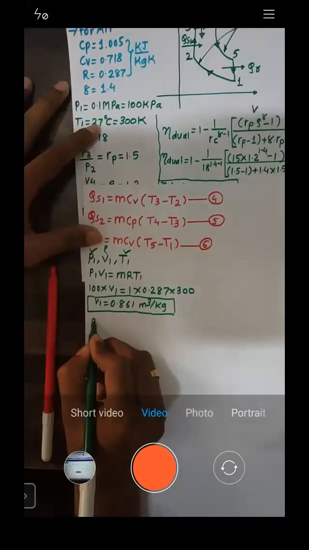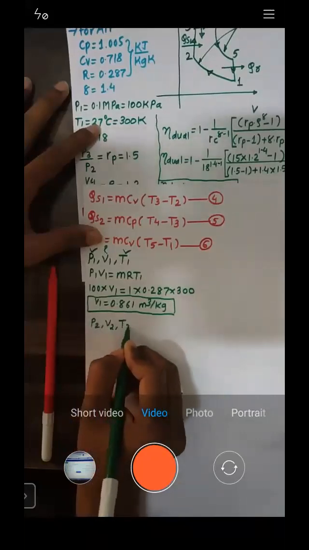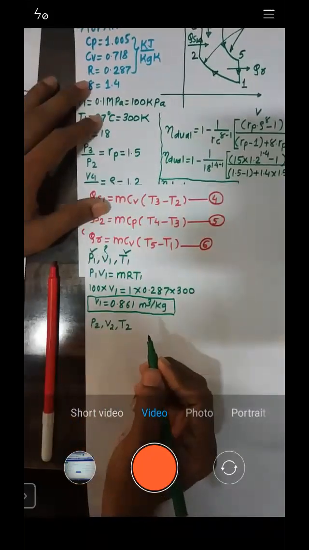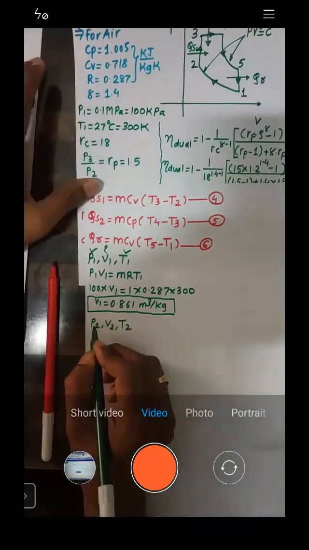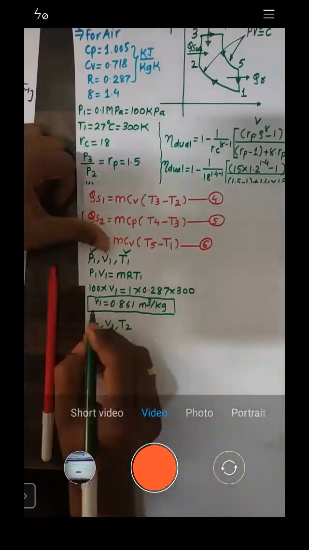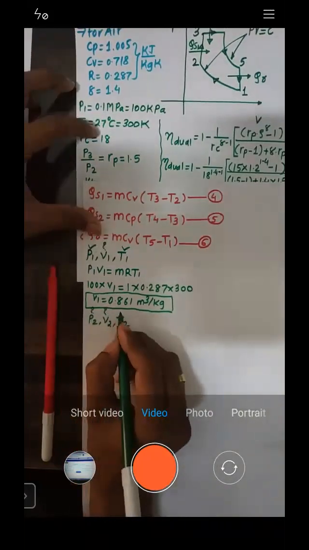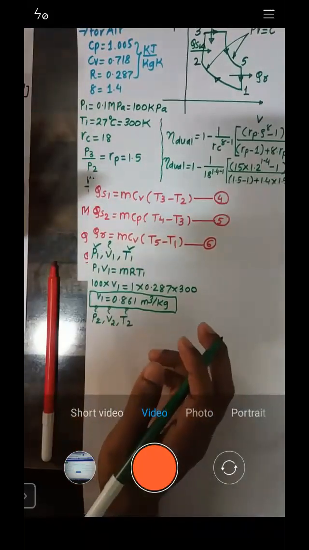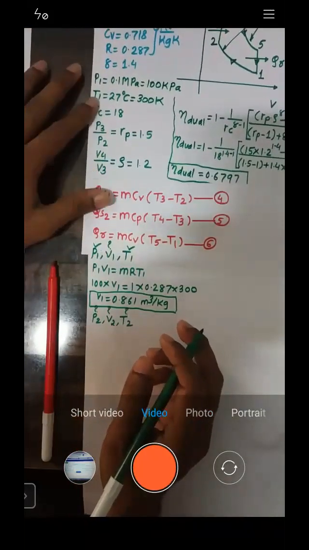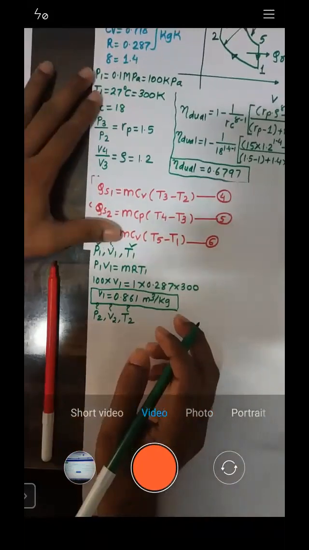Now let us move to state number 2, P2, V2, T2. I should know P2 now. P2 is not given. V2 is not known. T2 is not known. Nothing is known. But what is given? Compression ratio is given, 18.